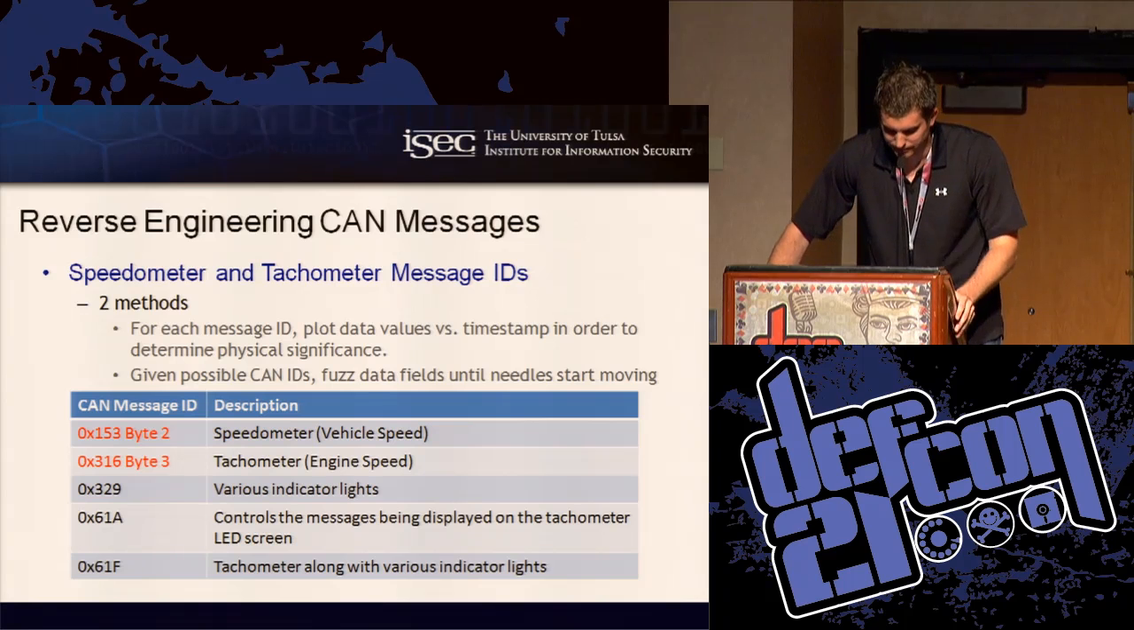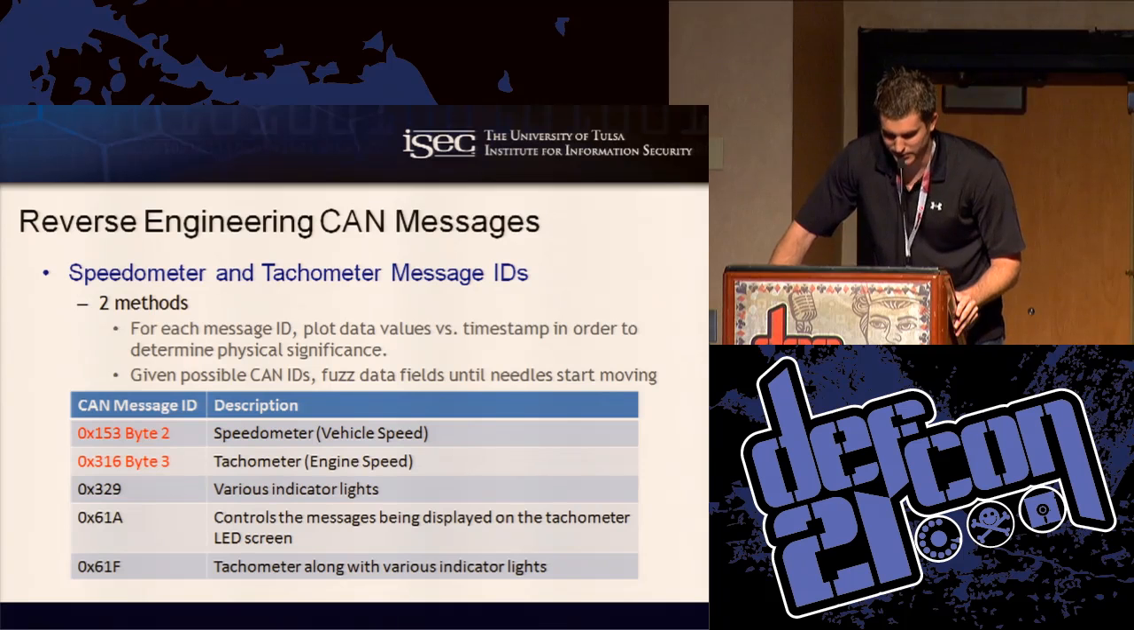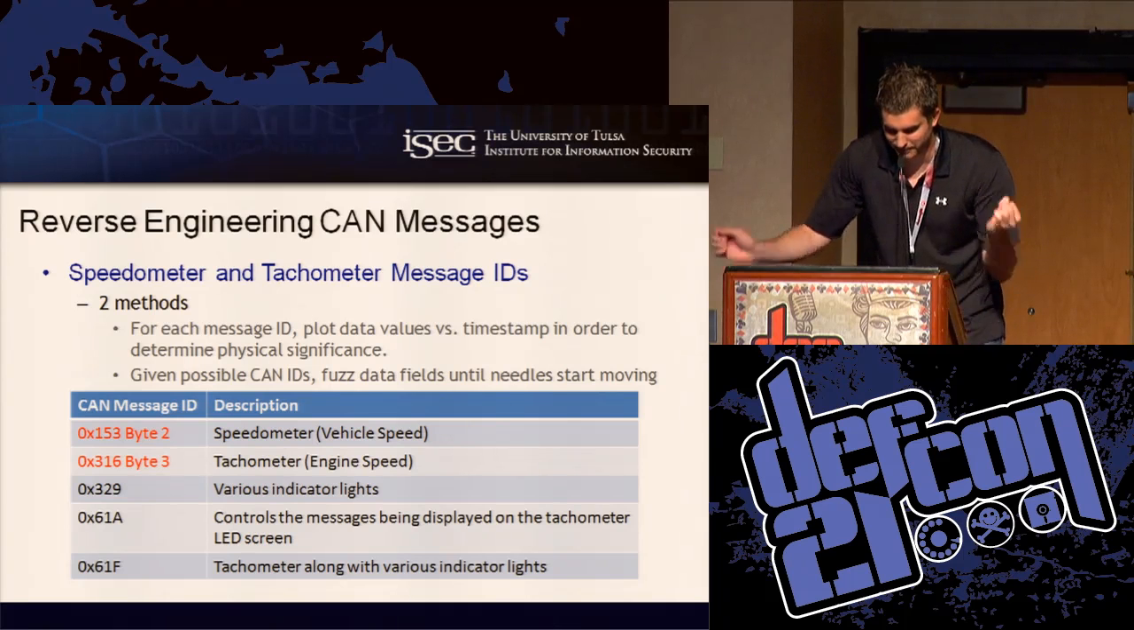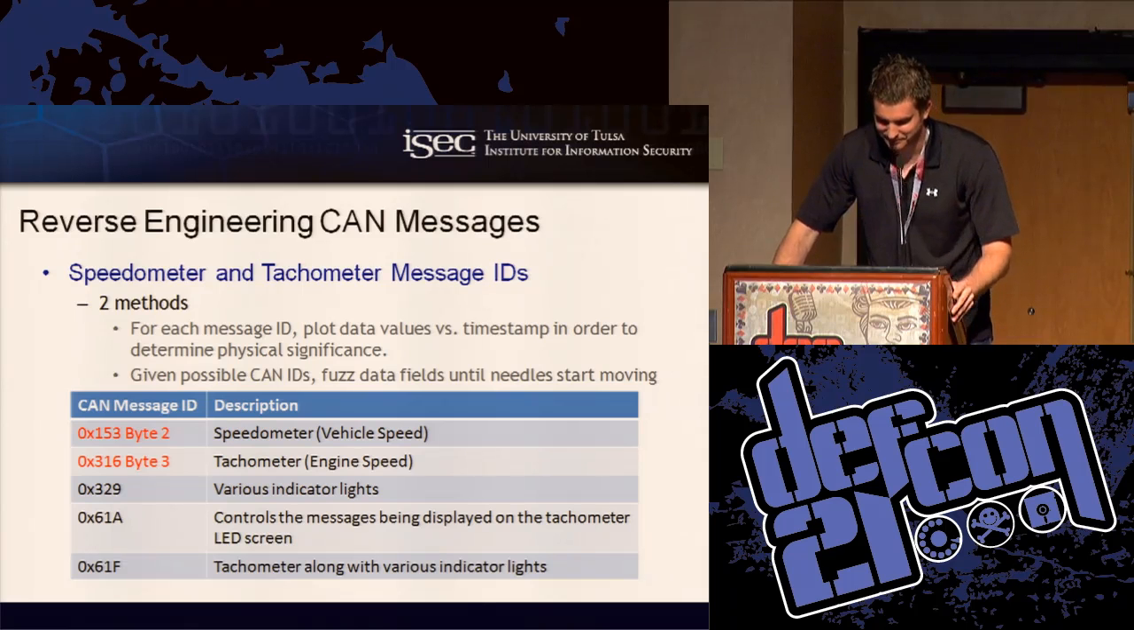And then for the tachometer, if you notice in the video I just showed you, both of the cars were being pulled together with a pulley system for the collision. So the actual engine speed itself was at an idle state the entire time. So we had to use some simple fuzzing techniques on the data fields of the suspect message IDs until the tachometer started flipping out of control and the needle started spinning like crazy. So that was kind of interesting.